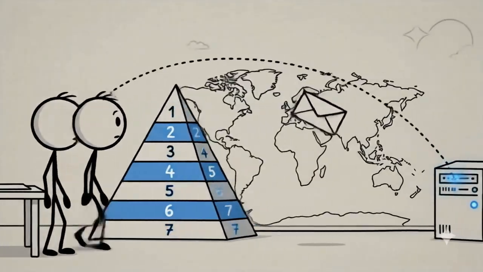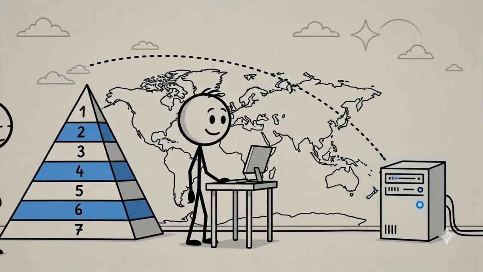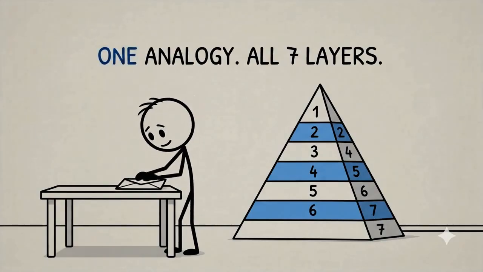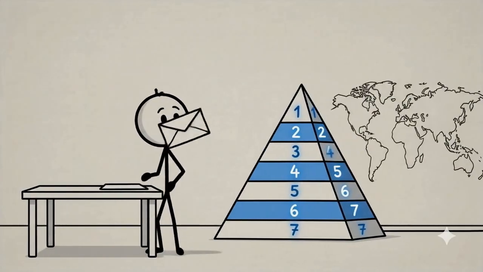We'll break down all 7 layers with one simple analogy, sending a parcel through the mail. Then map real protocols to each layer so you walk into your exam knowing exactly where to look.